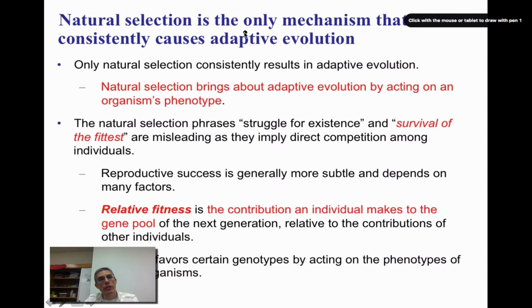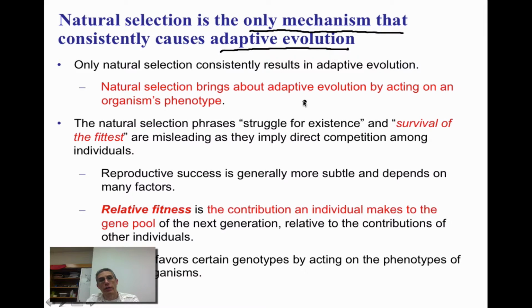Now again, natural selection is the only mechanism that's going to consistently cause something called adaptive evolution. Now remember, this adaptive evolution is going to act on the organism's phenotype. In other words, what we see on the outside. It could be the way they look, or it could be the way that they behave.